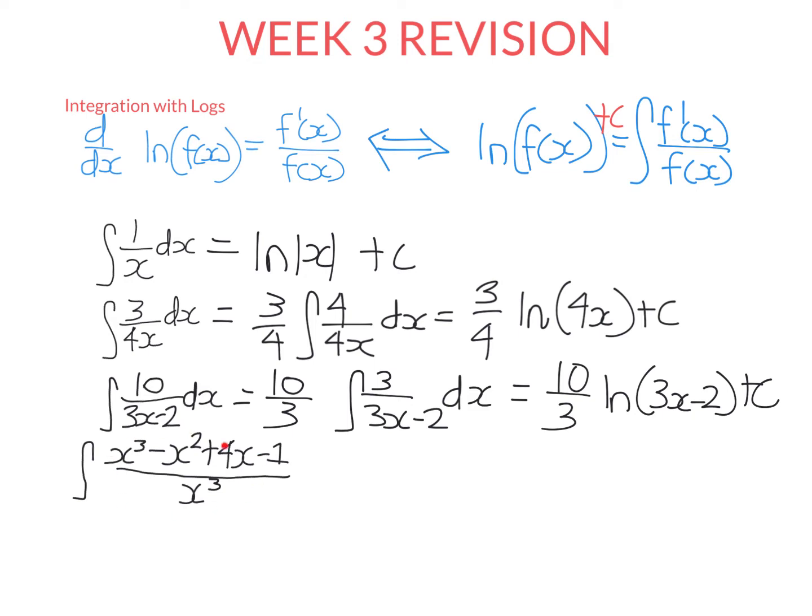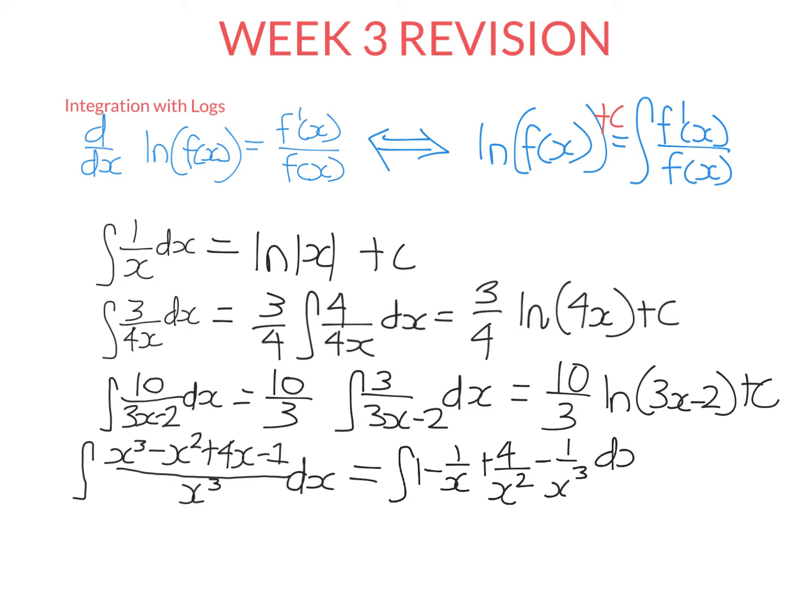So how would we do something that looks like this? Well, what we're going to do is divide everything on top by x cubed. Of course, this means divide, so make sure you always write the dx. So we go x cubed divided by x cubed, well, that's just 1. X squared divided by x cubed is going to be 1 on x. 4x over x cubed is 4 over x squared, and then we have minus 1 on x cubed.